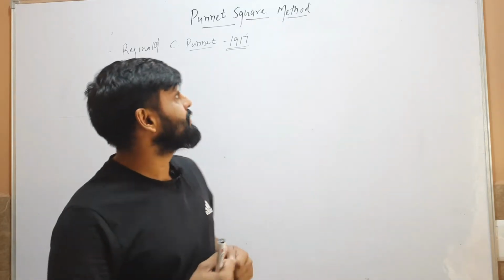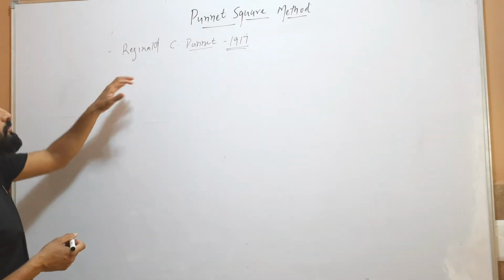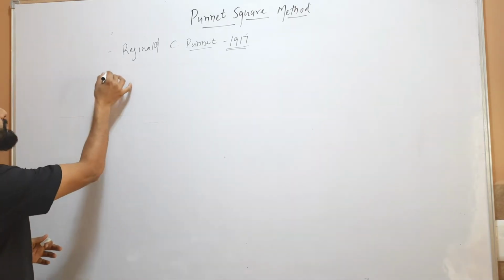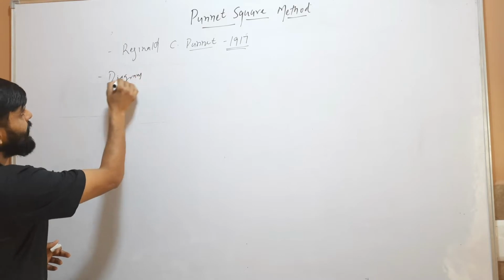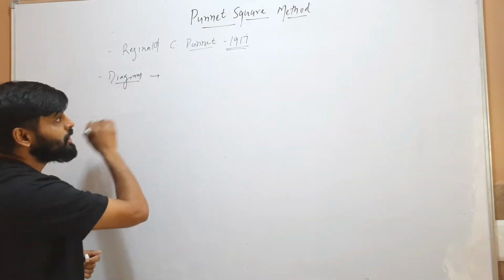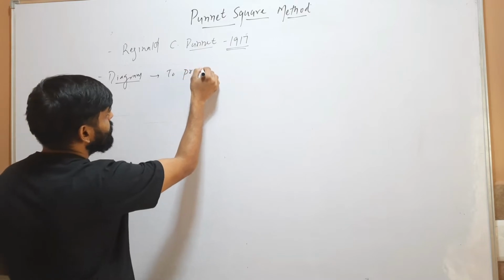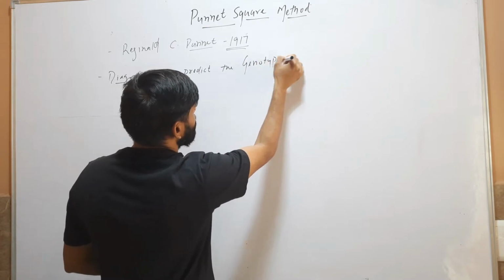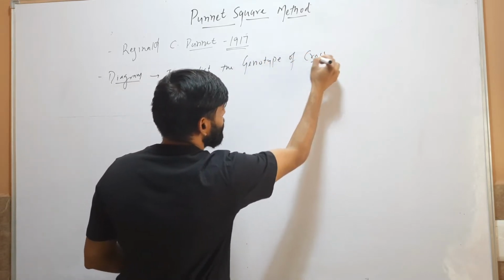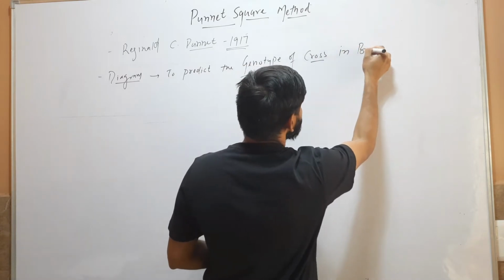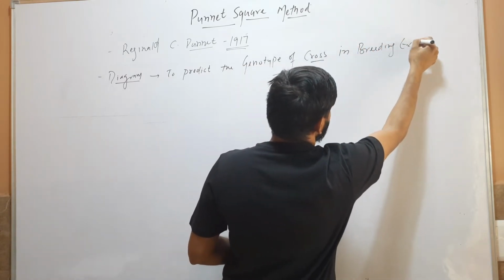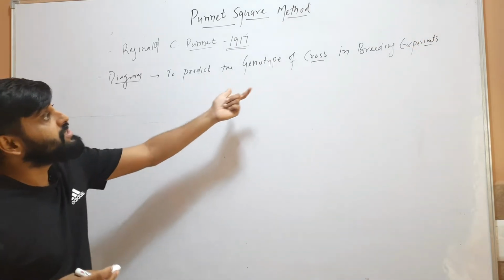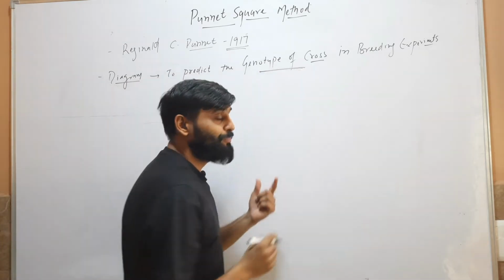In this video, we will discuss the Punnett square method. This method was developed by Reginald C. Punnett in 1917. This method is basically a diagram that is used to predict the genotype of crosses in breeding experiments.